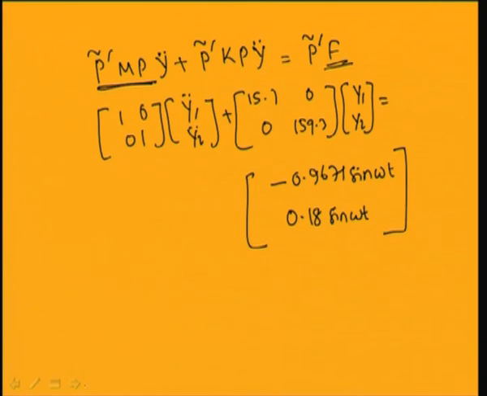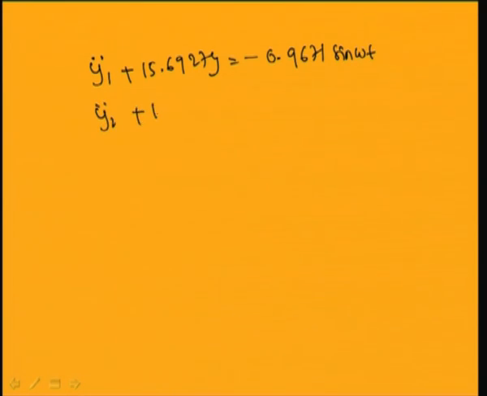So, these uncoupled equations can be written in this form: y1 double dot plus 15.6927 y1 equal to minus 0.9671 sin omega t, and the second equation becomes y2 double dot plus 159.3 y2 equal to 0.18 sin omega t. So, you can solve these two equations.